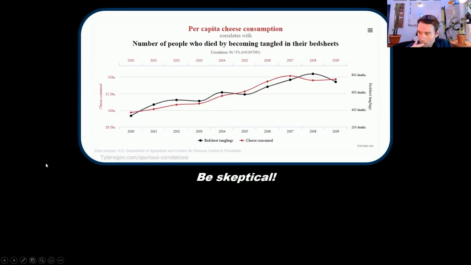Now, let's talk about correlation. Correlation is when there seems to be coherence between two factors that you're looking at, when there seems to be a trend, when they seem to be co-related, when they seem to have some sort of relationship together. So for example, here we have two data points being tracked through time from the year 2000 to the year 2009.